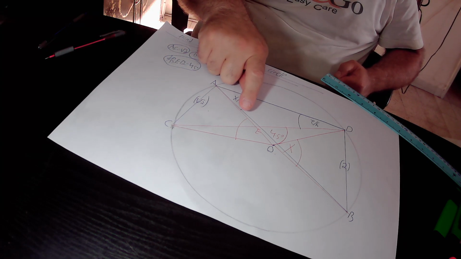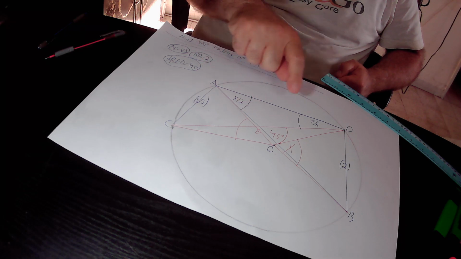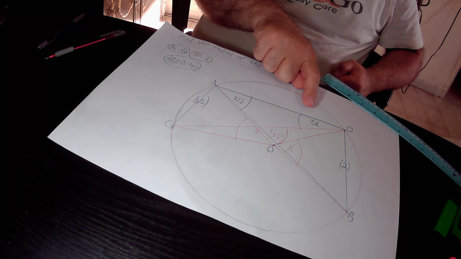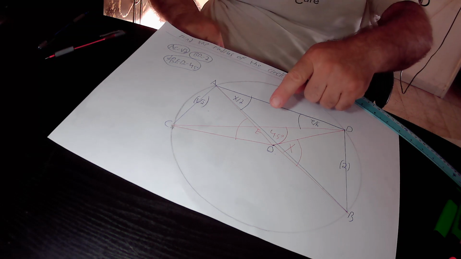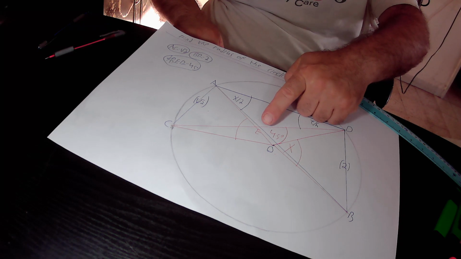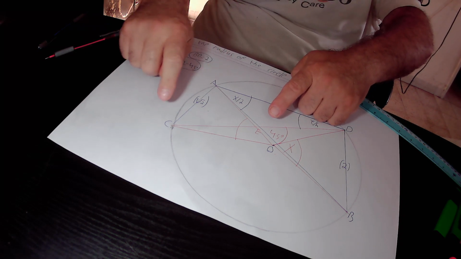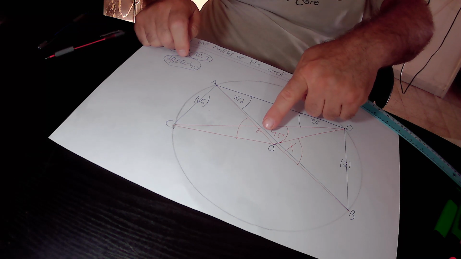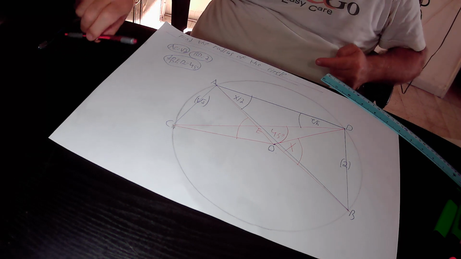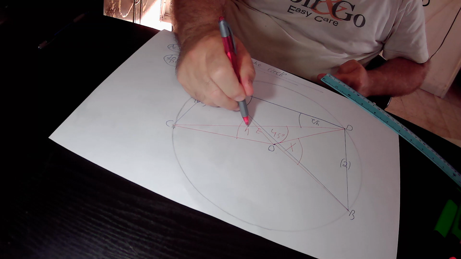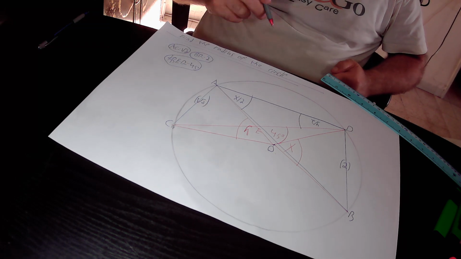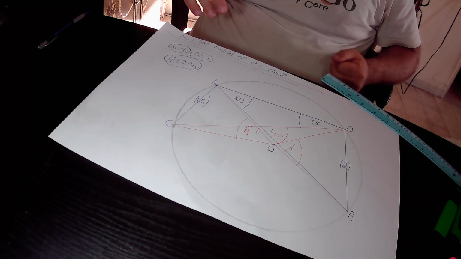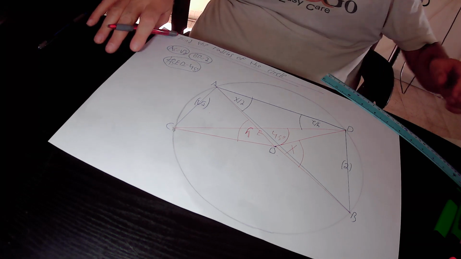must be twice as large as the size of this peripheral angle ADC. The size of this peripheral angle ADC is y over 2, and therefore the size of this center angle AOC, also subtended on the same chord called AC, must be equal to y over 2 times 2, that is y. According to Rule 13, of course.